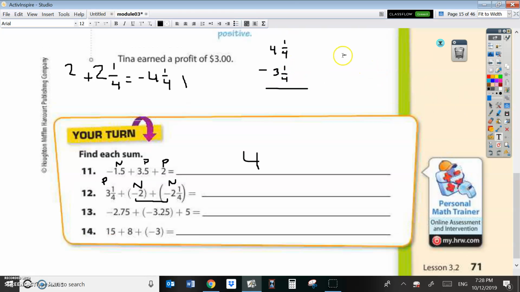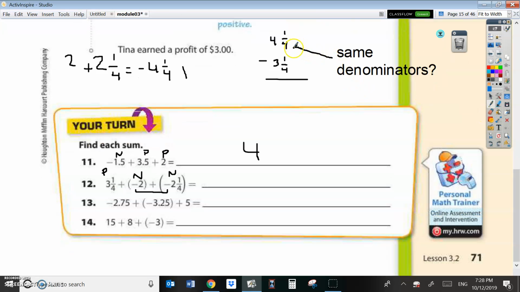Are the same denominators? So yes, on that one. 4 there and 4 there. Yes. Makes us happy, and we can subtract. 1/4 minus 1/4 is 0. 4 minus 1 is 1. So this is just going to be 1. But remember that the 4 1/4 is negative, so we need to keep this negative as well.